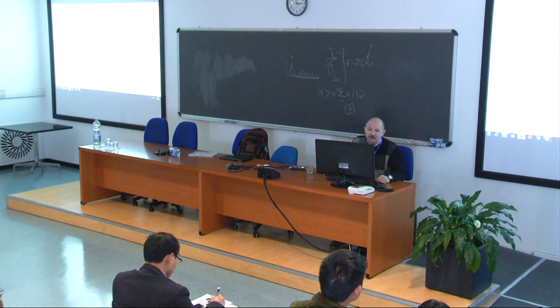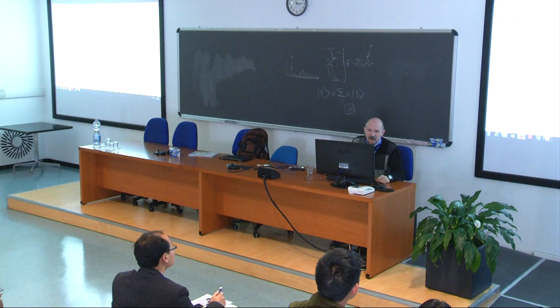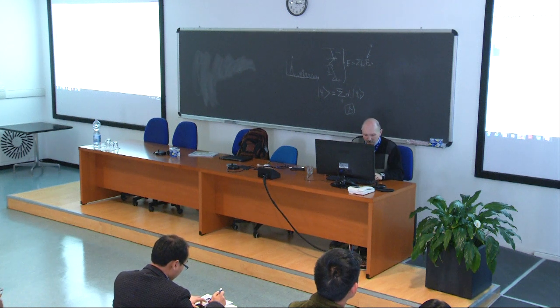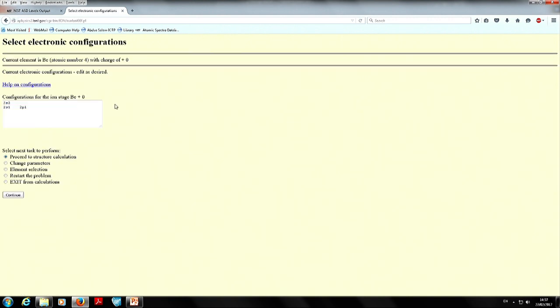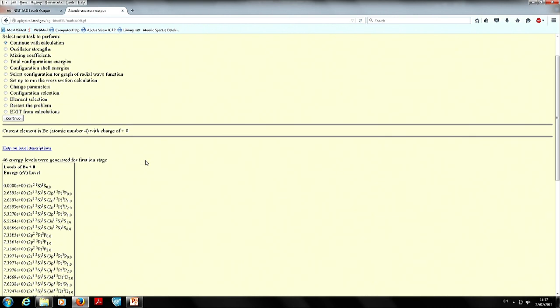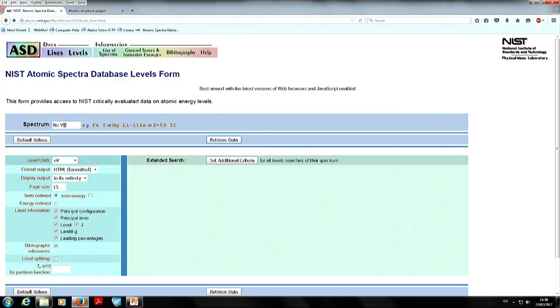Let's do the same calculation, but not for neon, but rather for neutral beryllium. So we do beryllium, ion charge 0. We go to configuration selection. We add all those configurations that we had for beryllium-like neon. Okay, the same 46 levels, because we have the same number of electrons, and we cannot get any difference. Now let's look at what we have for beryllium 1.